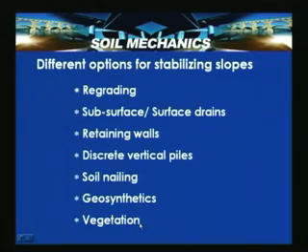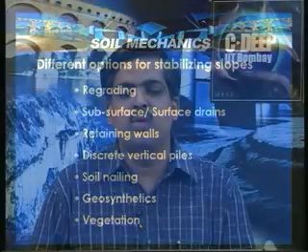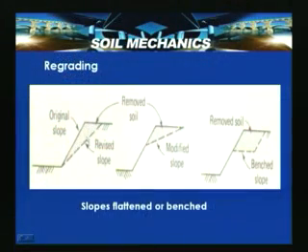Some of these techniques can be adopted for existing slopes or in situ slopes, and some of the techniques can be adopted only for slopes which are yet to be constructed, particularly geosynthetics with horizontal orientation. Now, in regrading, the slopes are flattened; this is the original slope and this is the revised slope cross section. By removing this portion of the soil, the factor of safety of the slope cross section increases.